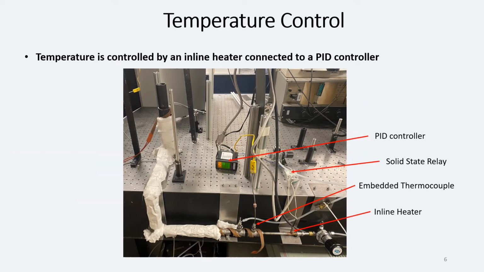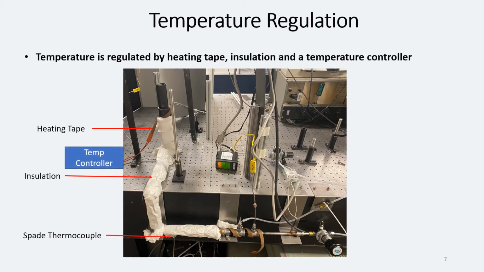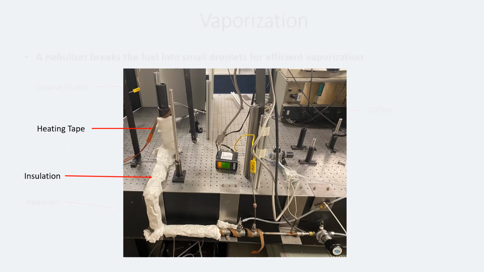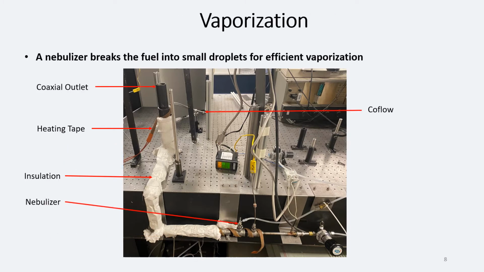The temperature of the heated nitrogen flow is controlled by a PID controller connected to an inline heater. Heating tape connected to an Omega temperature controller and insulation prevent heat loss from the heated nitrogen flow to the surroundings. A Maynard nebulizer is used to break the fuel into small droplets. These fuel droplets have a small surface area to volume ratio that increases the rate of vaporization. The heating tape and insulation prevent condensation on the walls of the piping, and a heated co-flow of nitrogen prevents condensation at the outlet.